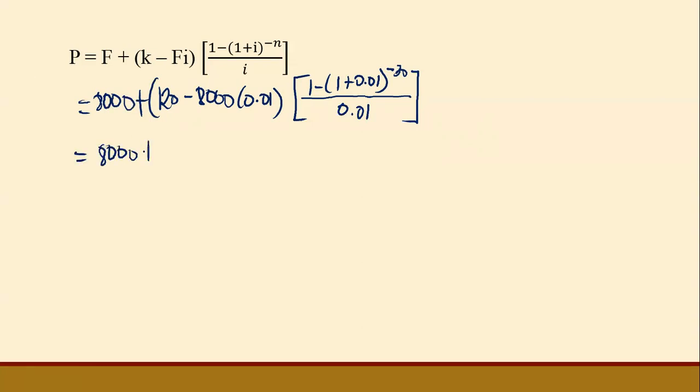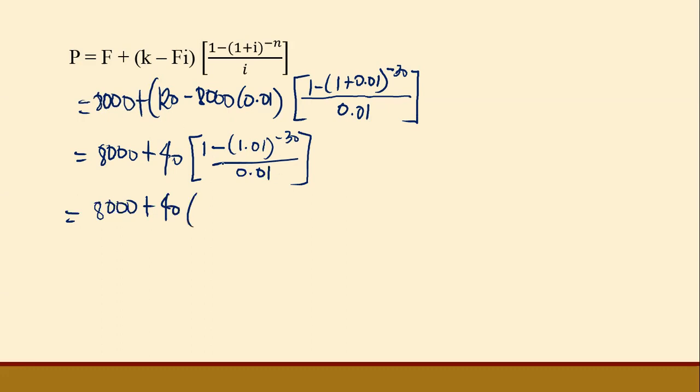8,000 plus, this is now equal to 40. Next is 1 minus 1.01 raised to negative 30 over 0.01. Okay? So, let's continue our calculations.